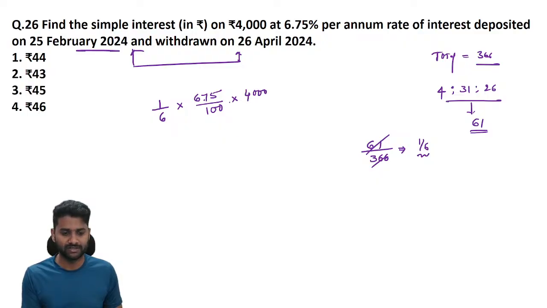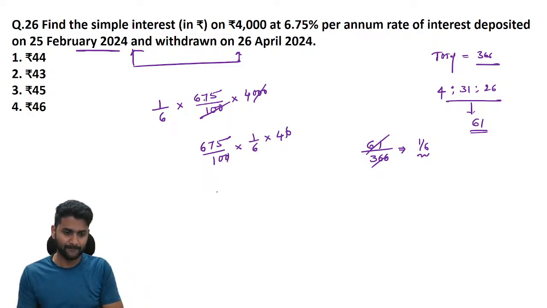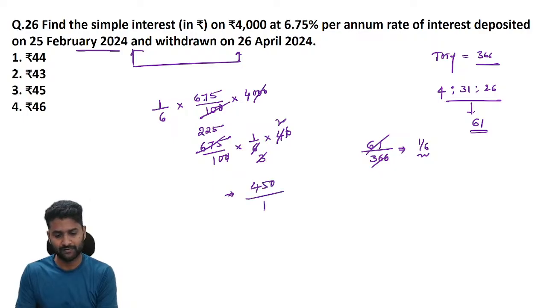Now you get the interest. 0000 cancel. 675 divided by 100 into 1/6 into 40. Further simplification, 0 is fine. Now again see, this is exactly 2 times, exactly 3 times. Again 3, 3 2 times, 3 2 times, 3 5 times. 225 into 2 is equal to 450, divided by 10 is equal to 45.